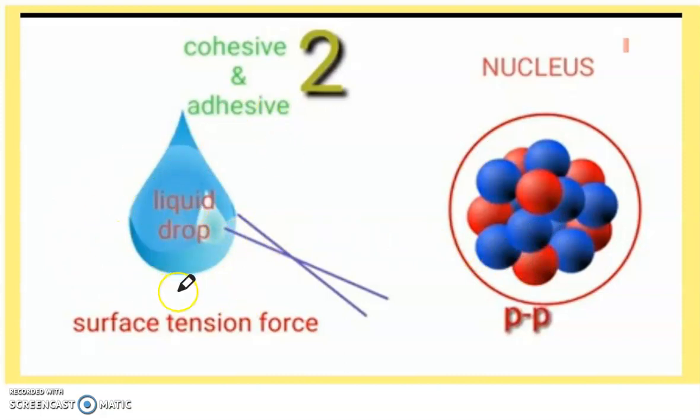So we are talking about this surface tension force, the force that tries to balance the force of attraction in this liquid drop model. These two things make them similar, and you can actually consider the nucleus of an atom to be that of a liquid drop.